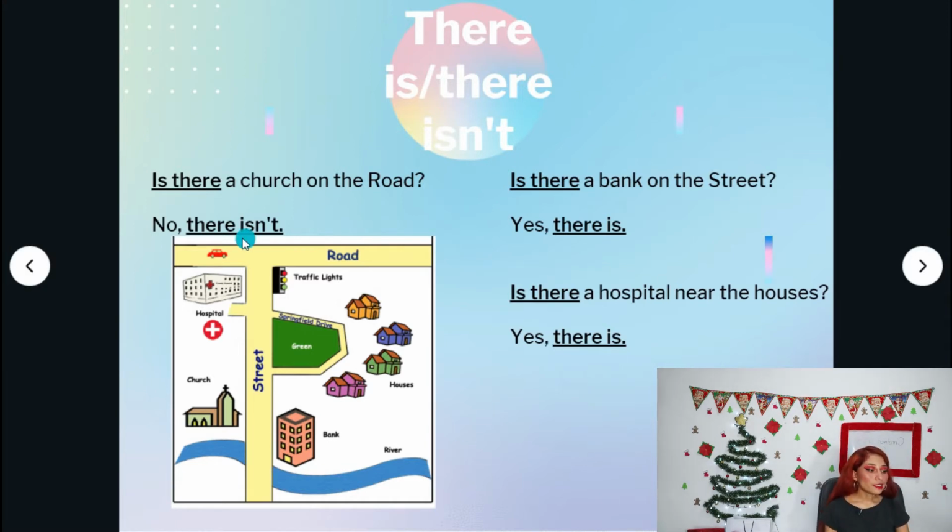The first example says, is there a church on the road? And this is the road. You need to pay attention always to the maps, because they are going to tell you, for example, if you don't see any hospitals in the map, it means that we don't have a hospital in that town. But this is a different map. And is there a church on the road? When I say road, or for example street in this case, sometimes you have the name of the street.